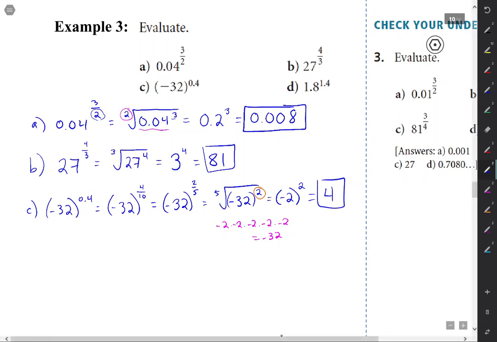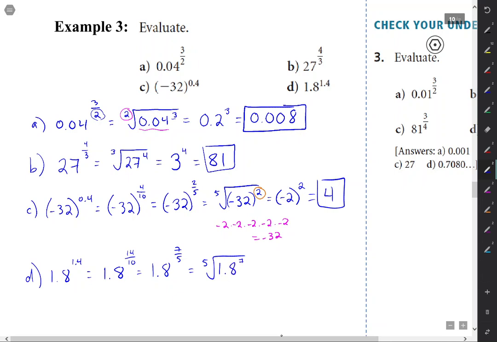And finally, for D, we have 1.8 to the power of 1.4. So again, we have a decimal as the exponent, so I'm going to switch that into a fraction. So I have 1.8, and this time I would read this as 14/10. So I'm going to put 14/10 here, and we can reduce that to be 7/5.